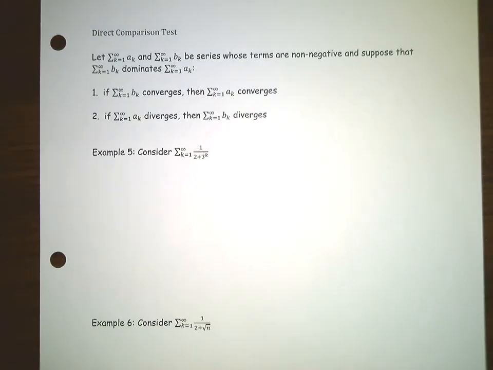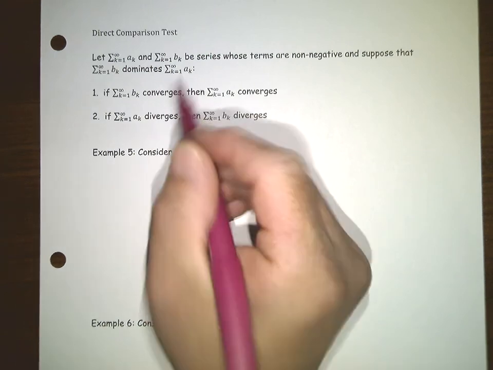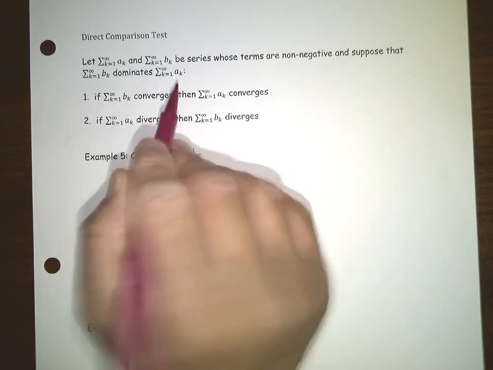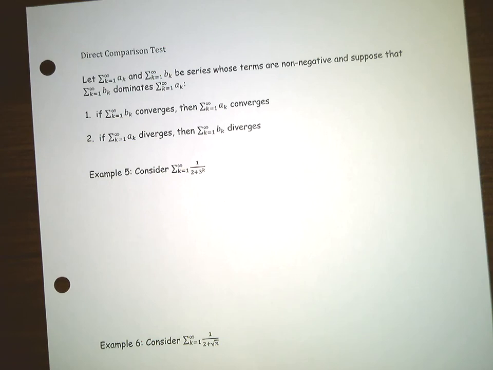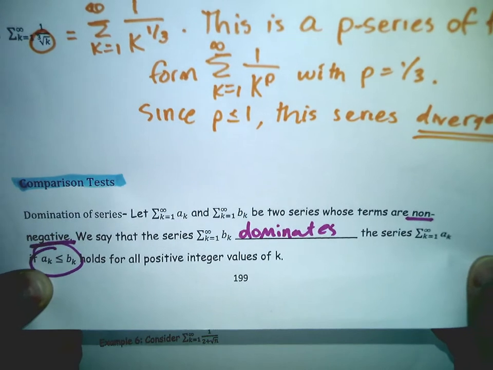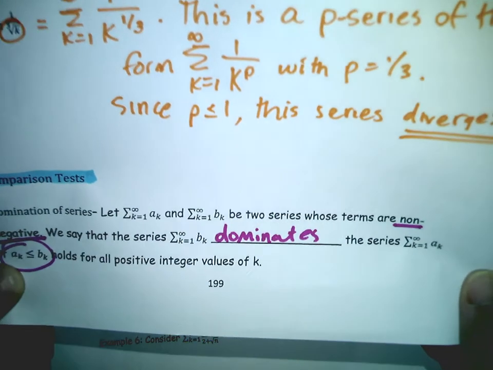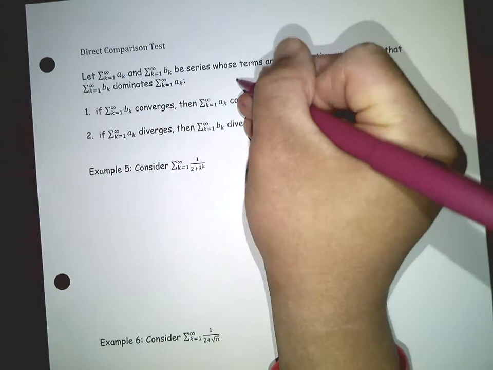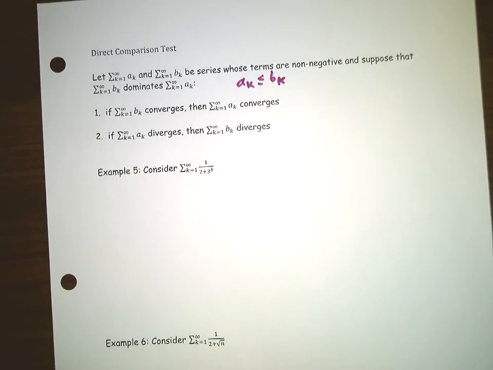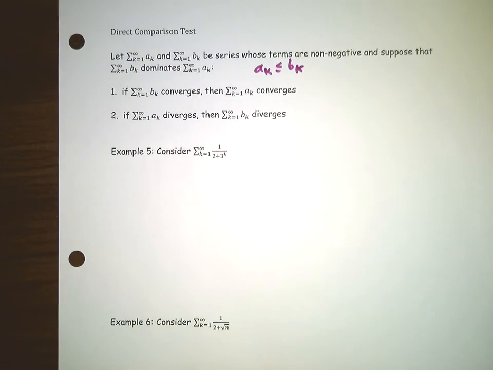So now here is the direct comparison test. If a_k and b_k are series whose terms are non-negative, and suppose that b_k dominates a_k, which means again that a_k is less than or equal to b_k holds for all positive integer values of k. So we're trying to say that for all of the terms, a_k is less than or equal to b_k. So if the series b_k converges, then a_k converges, and if a_k diverges, then b_k diverges.